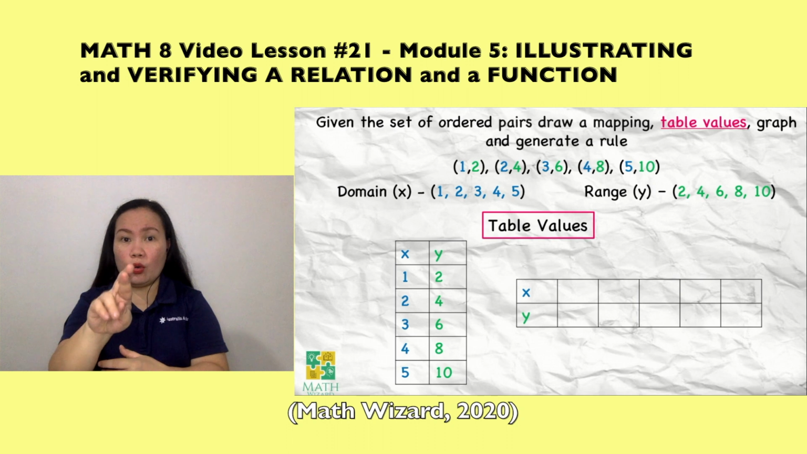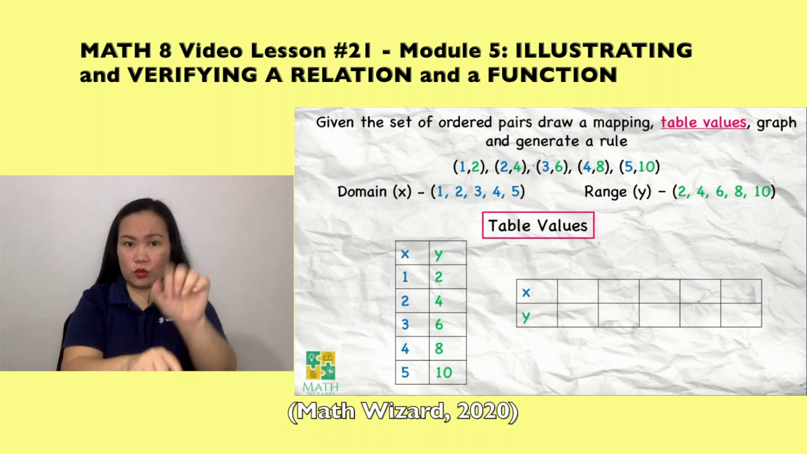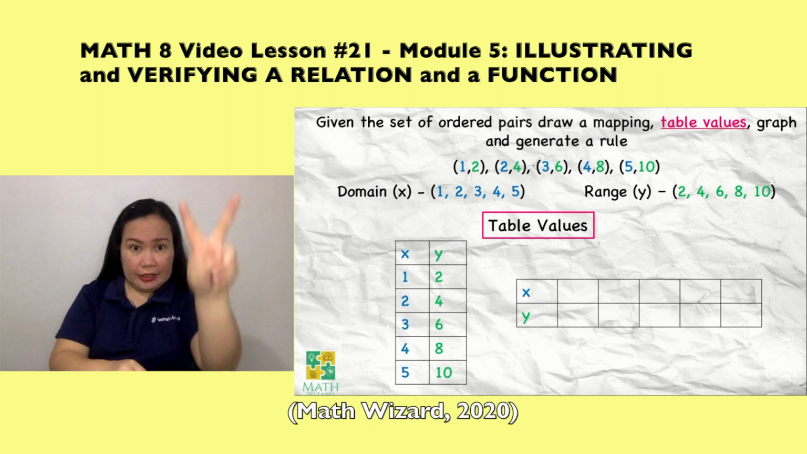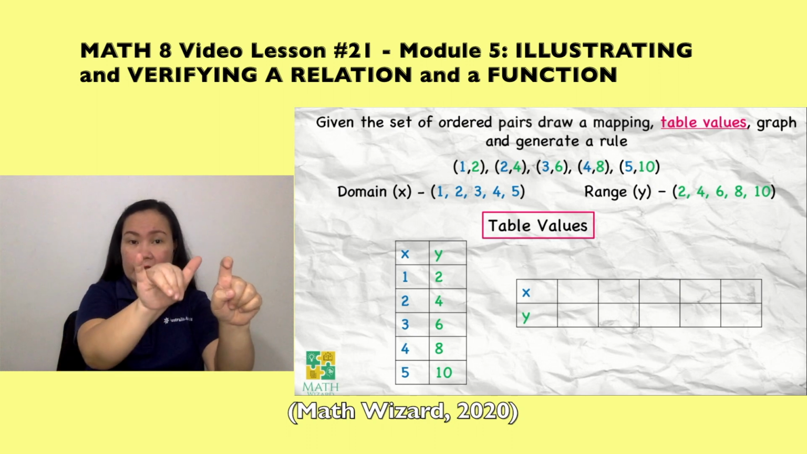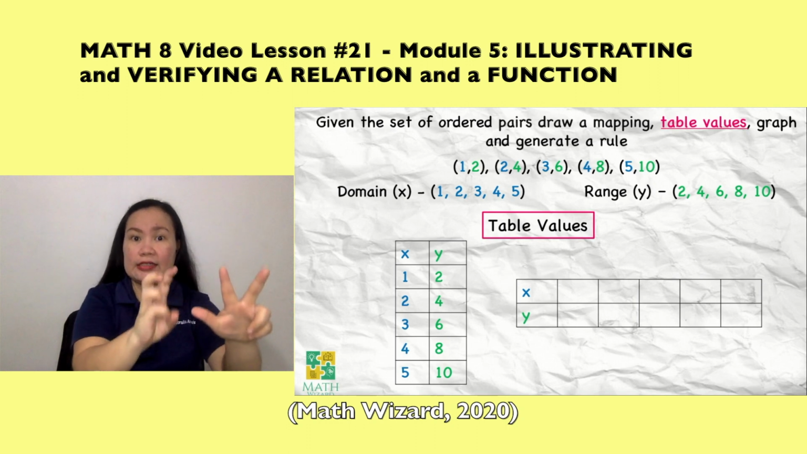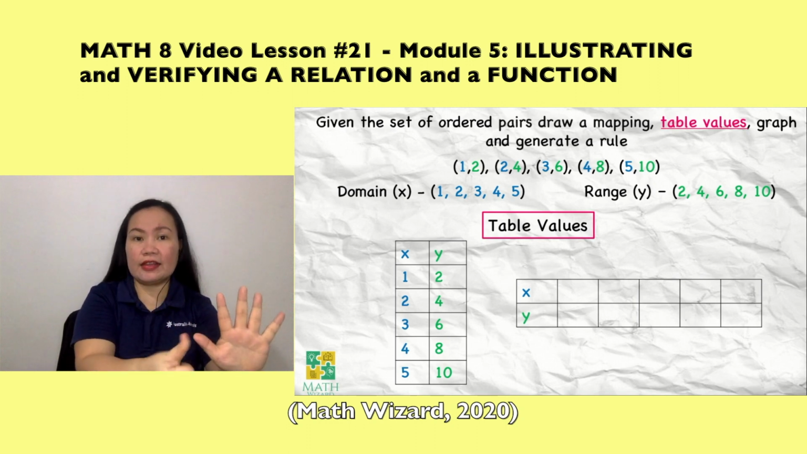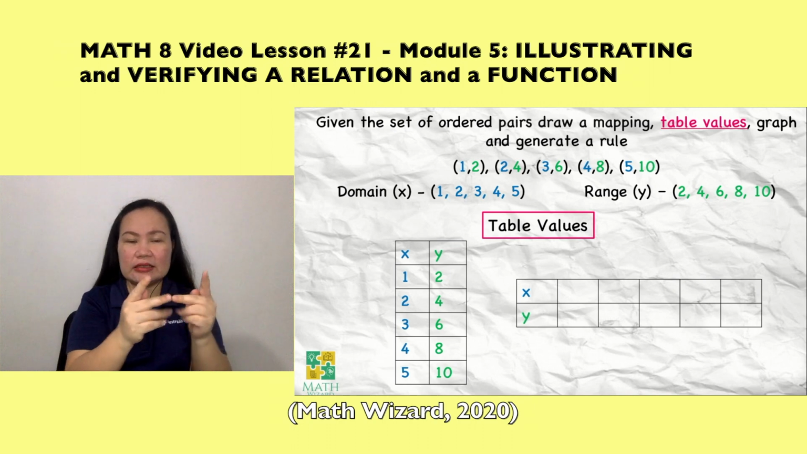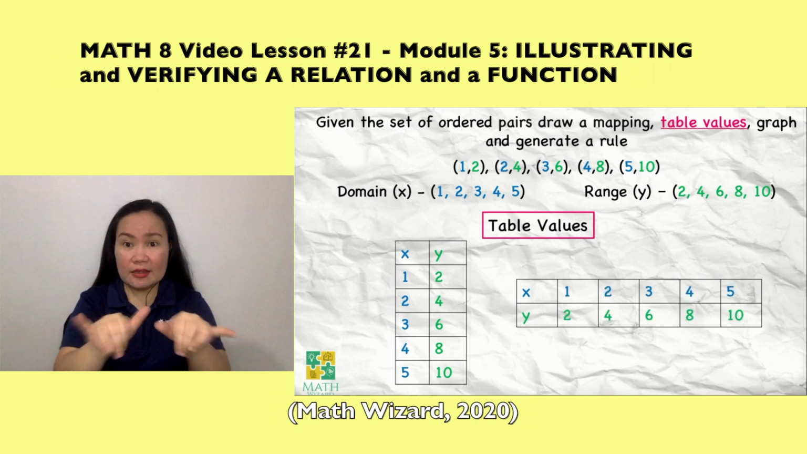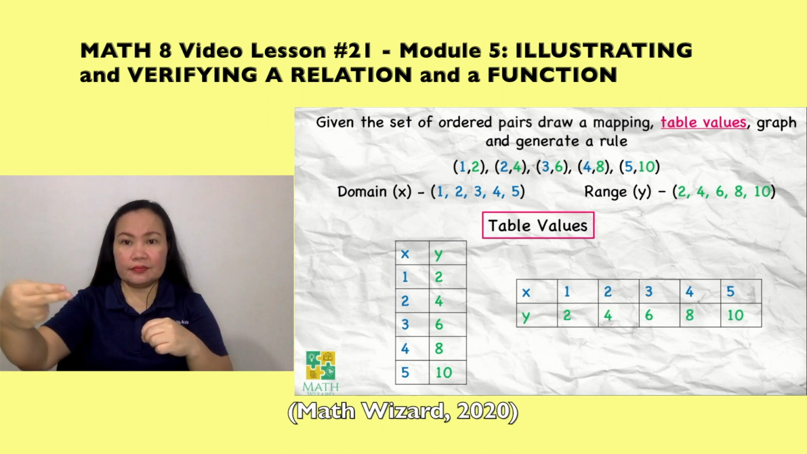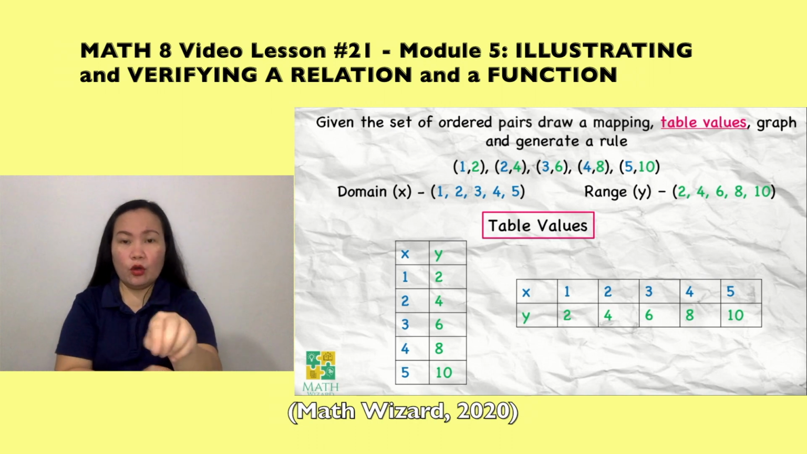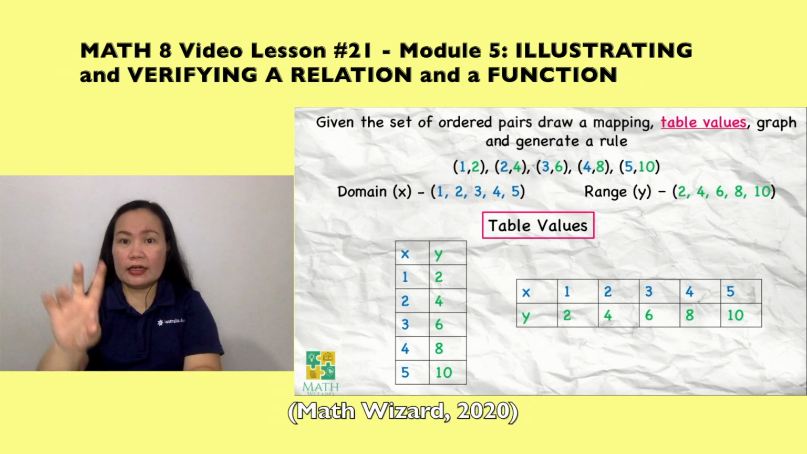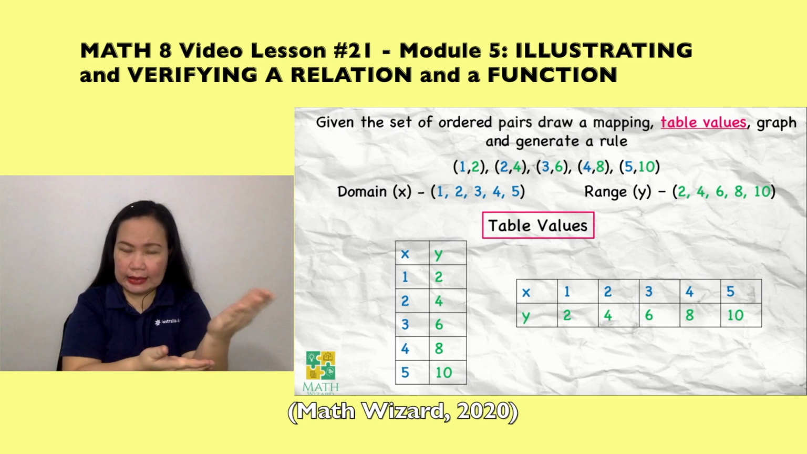Kapag ang x natin ay 2, ang ating y ay 4. Okay? Kaya magpartner sila. So, kapag ang x natin ay 3, ang y naman natin ay 6. Pero kapag ang x natin ay 4, ang value ng ating y ay 8. 5, and that is 10. So, kung isusulat din natin horizontally, it would be like this. Okay? So, when x is 1, y is 2. When x is 2, y is 4, and so on. So, ganun lang natin siya isusulat using table values.